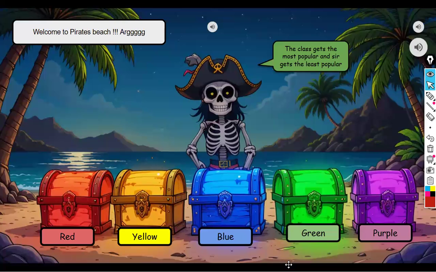All right, guys. So the most popular color is blue. So you all get the blue chest. And the least popular one is yellow. So I will be getting the yellow chest. Let's go and see what each chest contains.